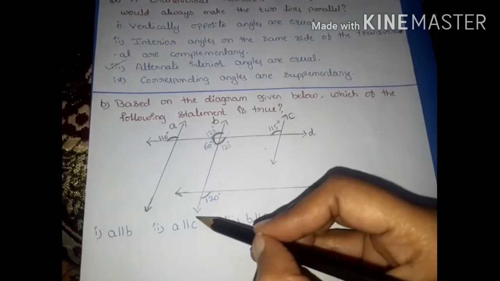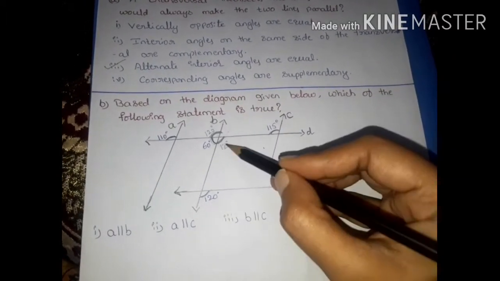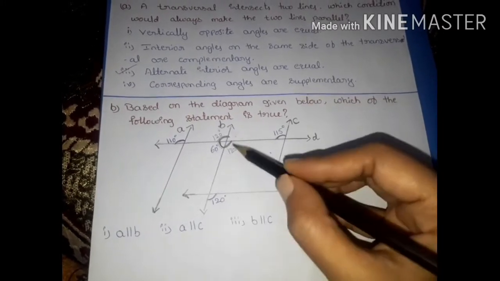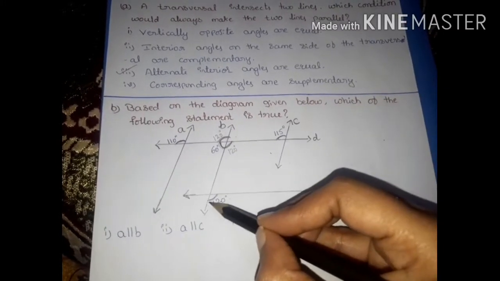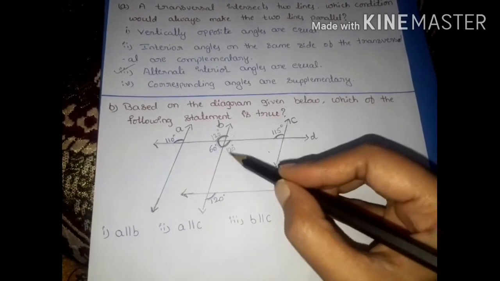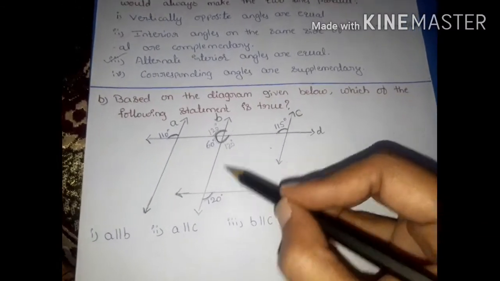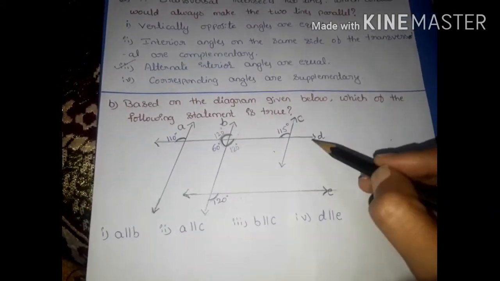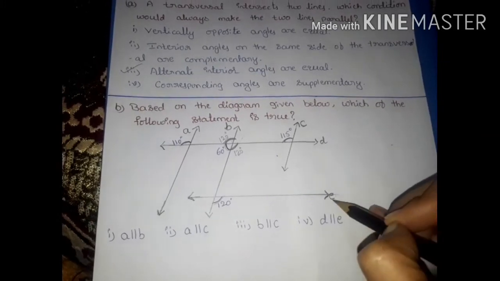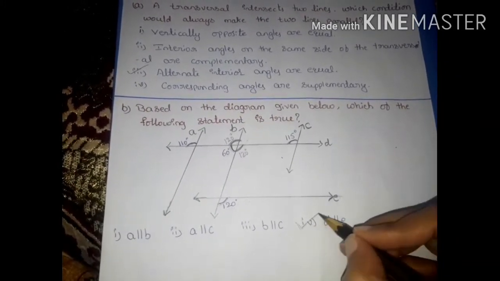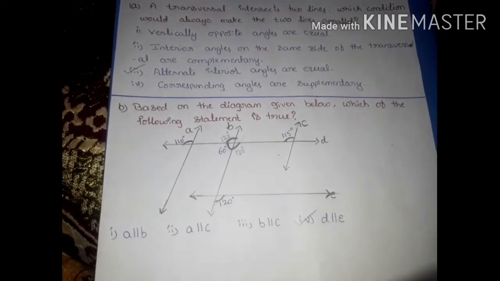B acts as a transversal. Then these two are equal because these two are corresponding angles. One is inside, another one is outside on the same side of the transversal. Then these two angles are called corresponding angles. Here the corresponding angles are equal. Then we can say that line D is parallel to E. So the correct option is the fourth option. D is parallel to E.